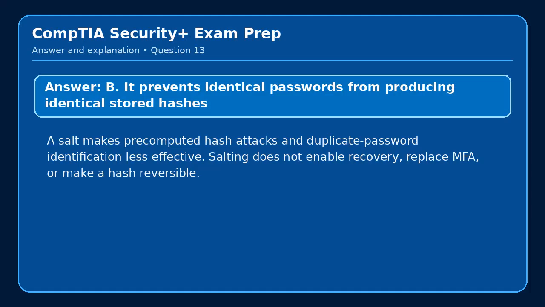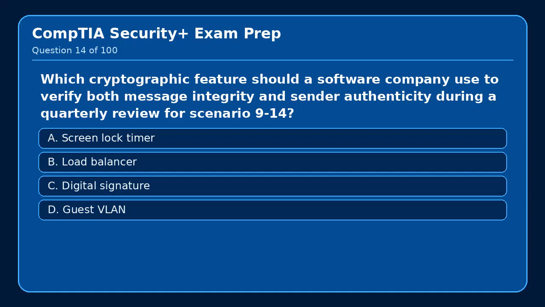Question 14. Which cryptographic feature should a software company use to verify both message integrity and sender authenticity during a quarterly review for scenario 9 to 14? A. Screen lock timer. B. Load balancer. C. Digital signature. D. Guest VLAN.